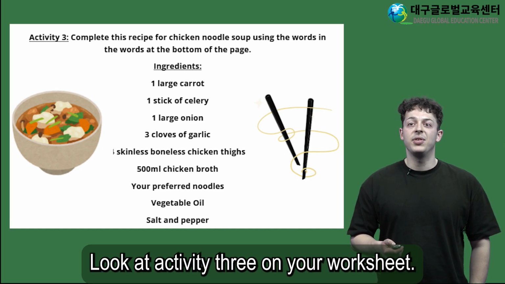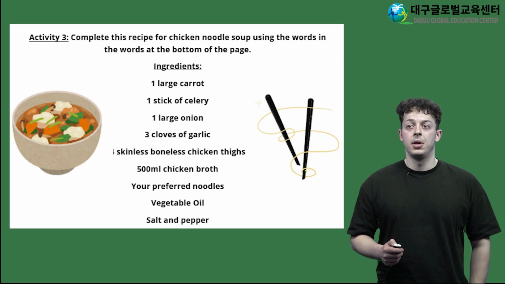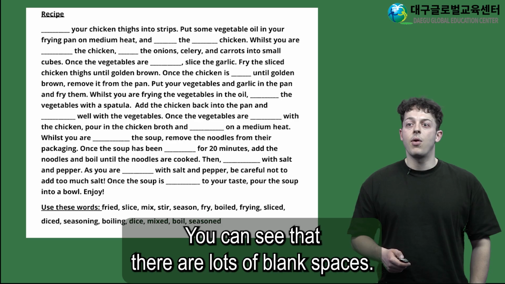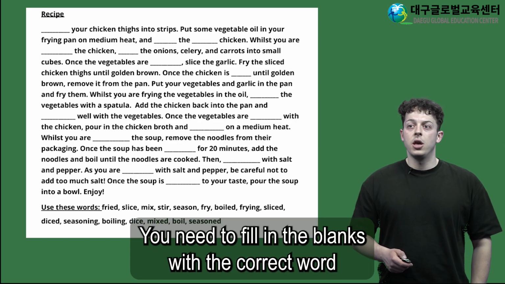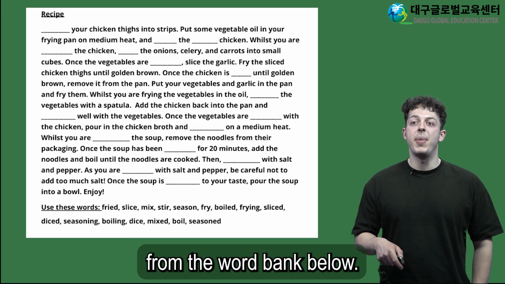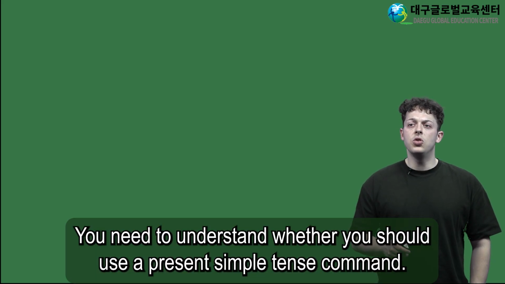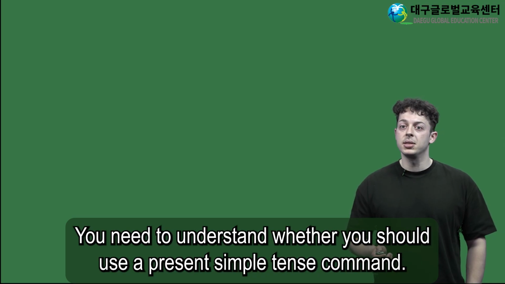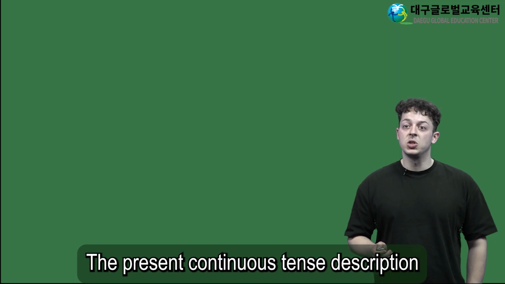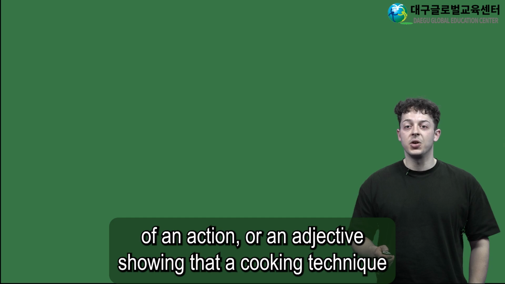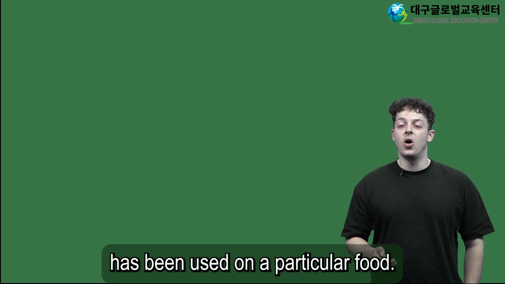Look at Activity 3 on your worksheet. It is a recipe for chicken noodle soup. You can see that there are lots of blank spaces. You need to fill in the blanks with the correct word from the word bank below. To understand how to complete the worksheet, you need to understand whether you should use a present simple tense command, the present continuous tense description of an action, or an adjective showing that a cooking technique has been used on a particular food.